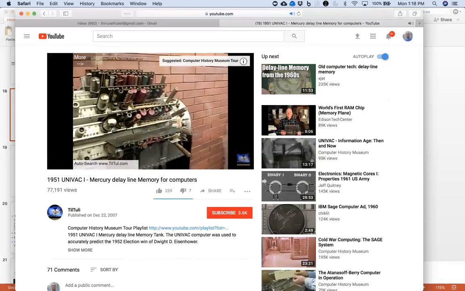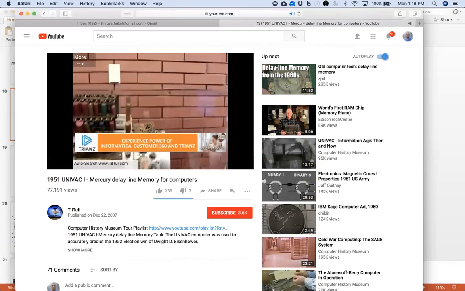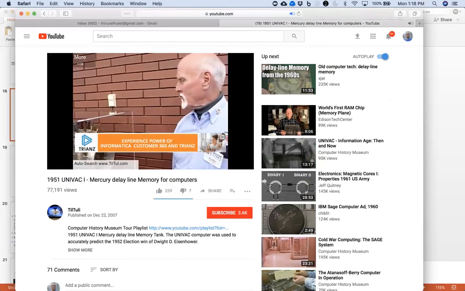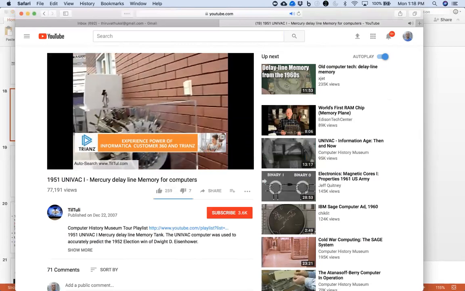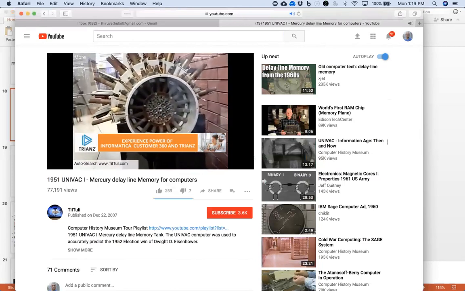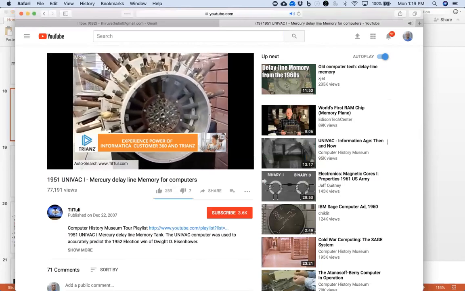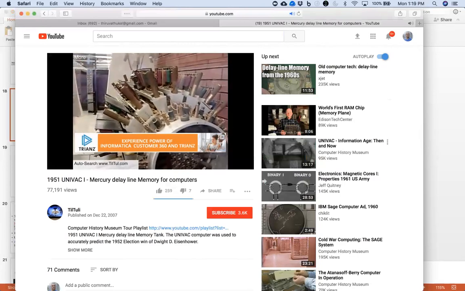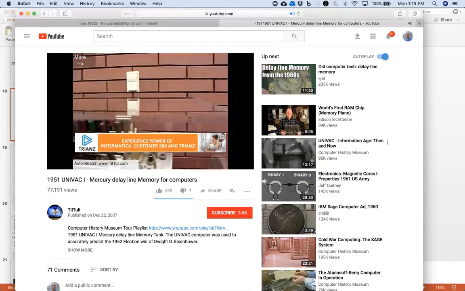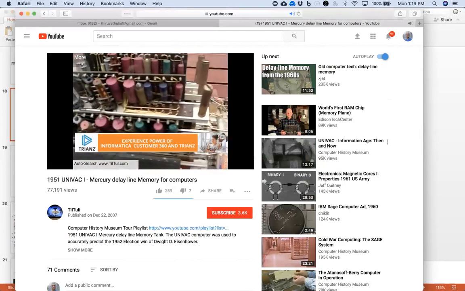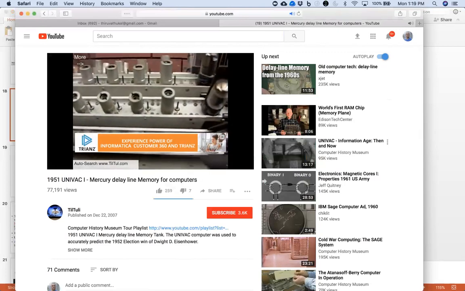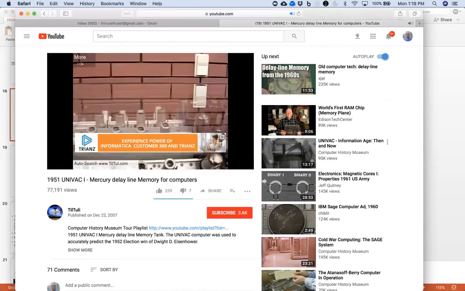This particular device was the first successful operating memory for a computer. It didn't hold a lot of information, but it allowed you to keep some information off to the side, if you will, while you were doing other calculations. What is it? Well, there are 18 tanks, metal tanks here, aluminum. Within each tank was a long, narrow glass tube filled with mercury. How did it operate? Like sonar on a ship or a submarine.